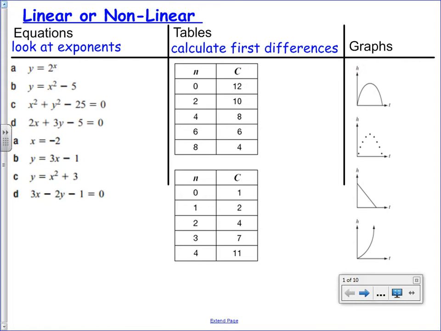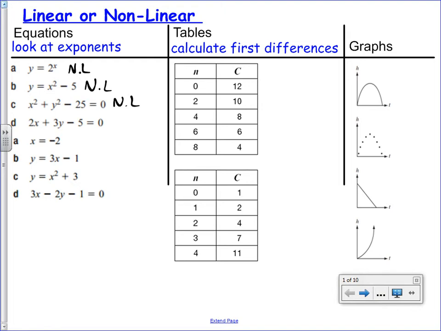So, does this have an exponent in A? Yes, it has an x. So this is non-linear. What about B? Ben, is this linear or non-linear? Yep, because it has an exponent, non-linear. How about this one, Nick? Yeah, non-linear because it has exponents. How about this one, Jonathan?